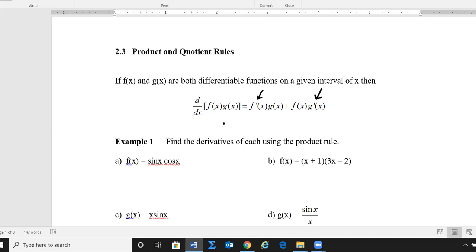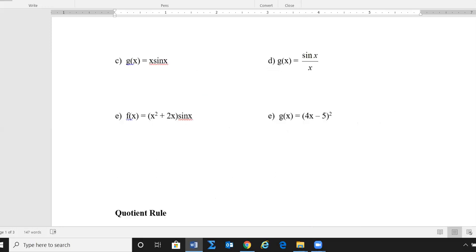Now keep in mind, if you have 3 functions like F, G, and H, then the derivative of that would be F prime G H plus F G prime H plus F G H prime. And so on. No matter how many factors you have, this is what you have to do. Okay, so usually we just get 2 or 3 factors tops, in most of our exercises. So let's see what we got here.